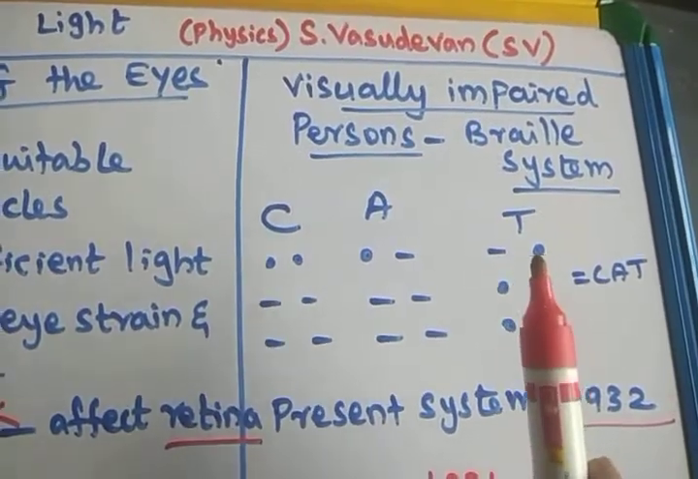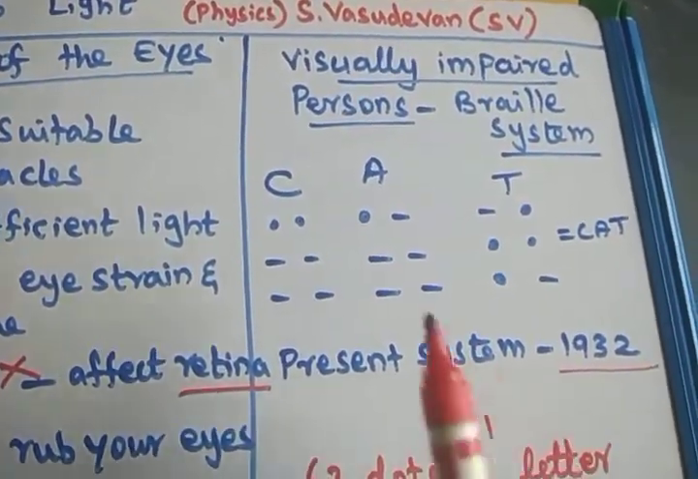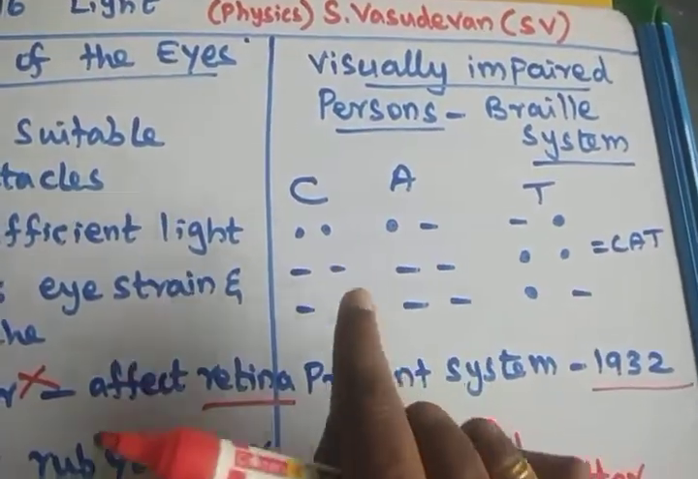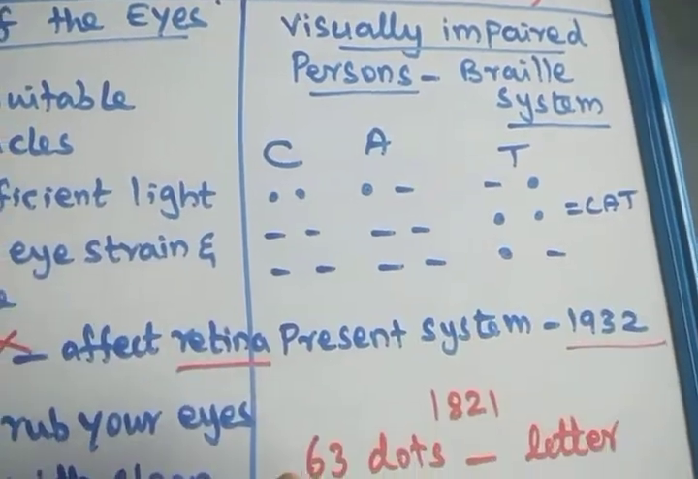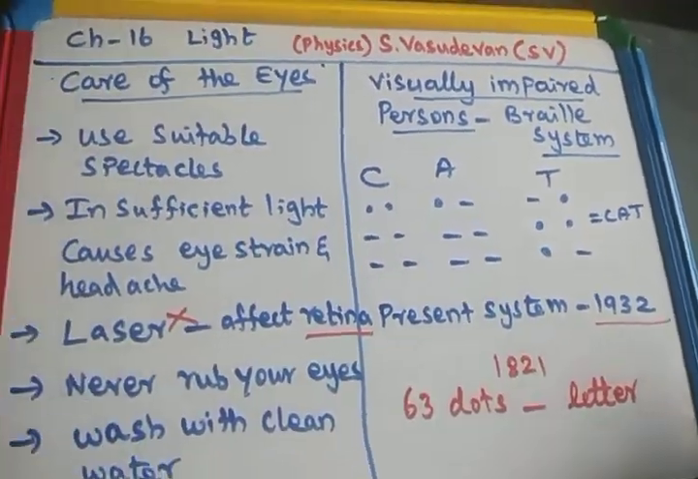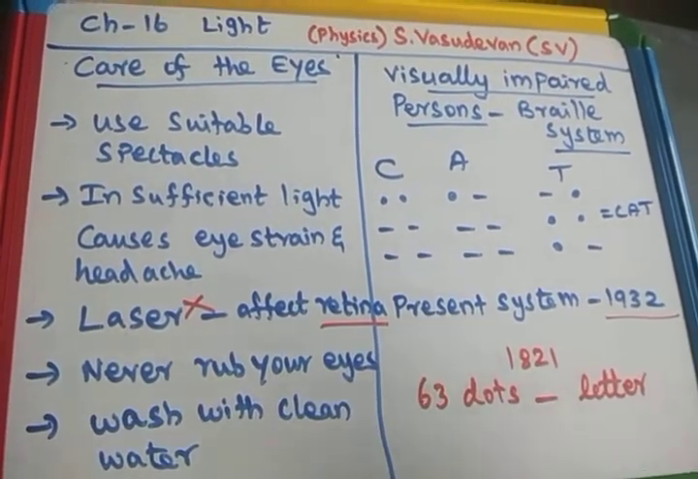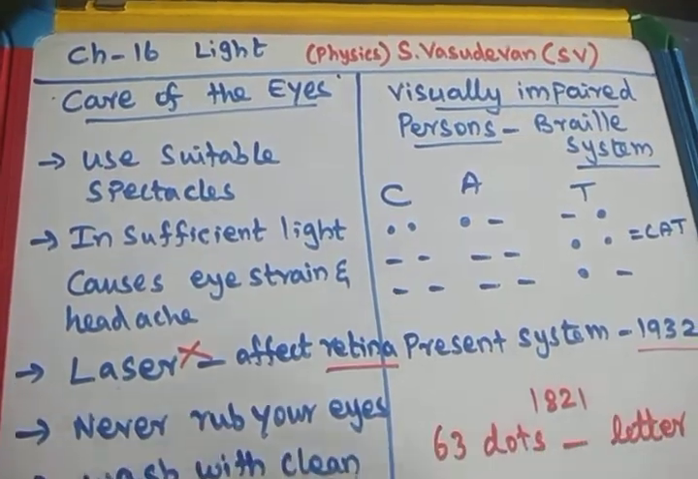Then for the visually impaired person, the system followed is called the Braille system. They touch the patterns, identify the letters and frame the words, and even sentences. So this is the system followed by visually impaired persons to read and write. So chapter 16 is over.